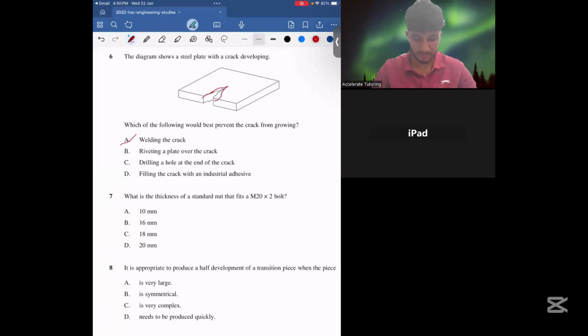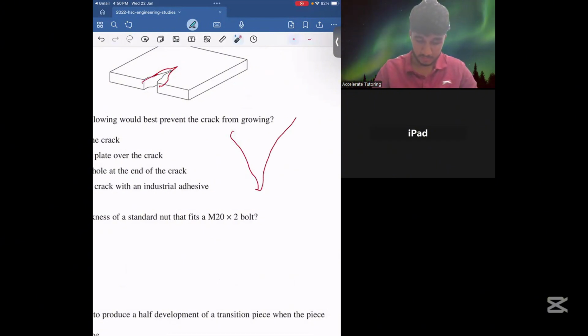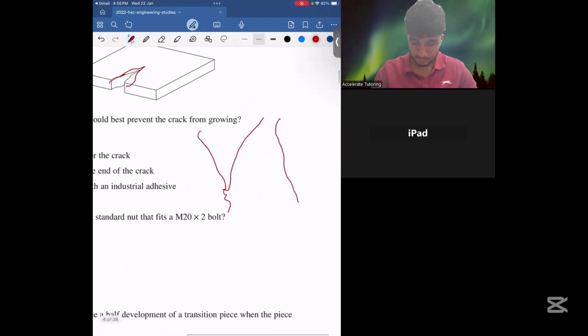You could rivet a plate across, but it's not the most effective method. It's just going to cover the crack. It's not going to stop it from growing. Option C would be our answer in this case, because if you imagine a crack like so, with a sharp tip at the end, if more forces are applied, this crack is just going to propagate further down and become even deeper.